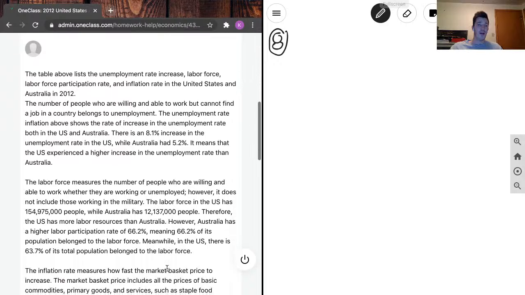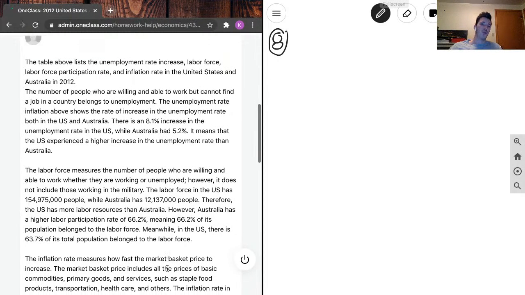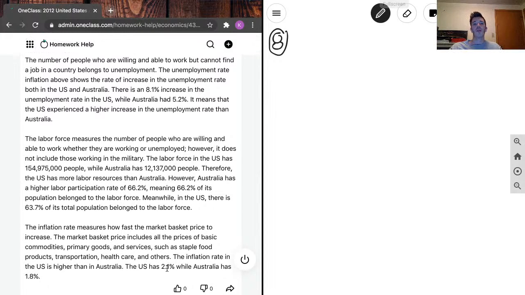Our tutor said that the table above lists the unemployment rate increase, labor force participation rate, and the inflation rate in the US and Australia in 2012. Number of people who are willing and able to work but cannot find a job in a country belong to the unemployment.